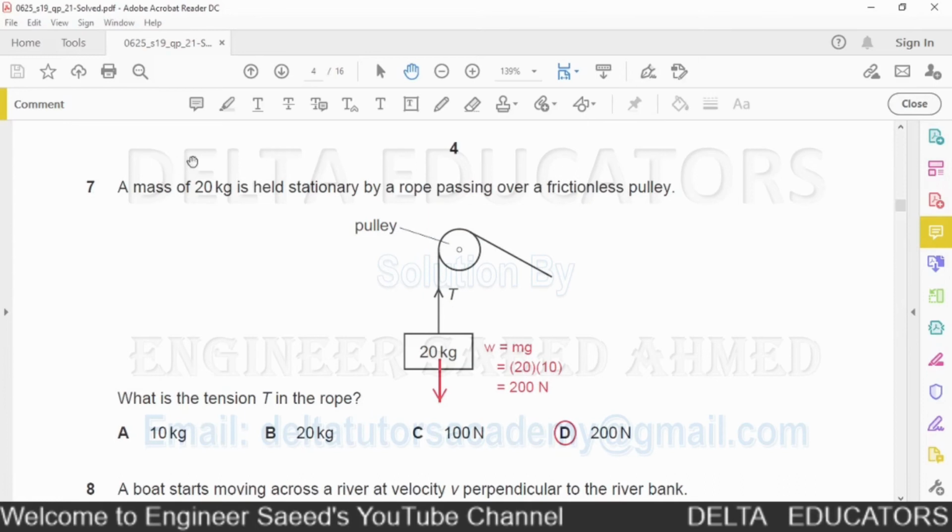Question number 7. A mass of 20 kg is held stationary by a rope passing over a frictionless pulley. Here we have a 20 kg mass. This mass is suspended with the help of a rope. What is the tension T in the rope? Here we have to find out the value of tension in the rope. Here it is given it is stationary. Since it is stationary, definitely downward force will be equal to upward force.